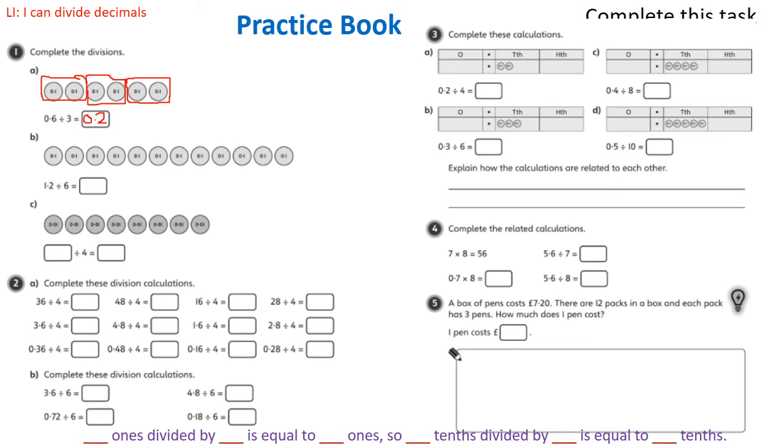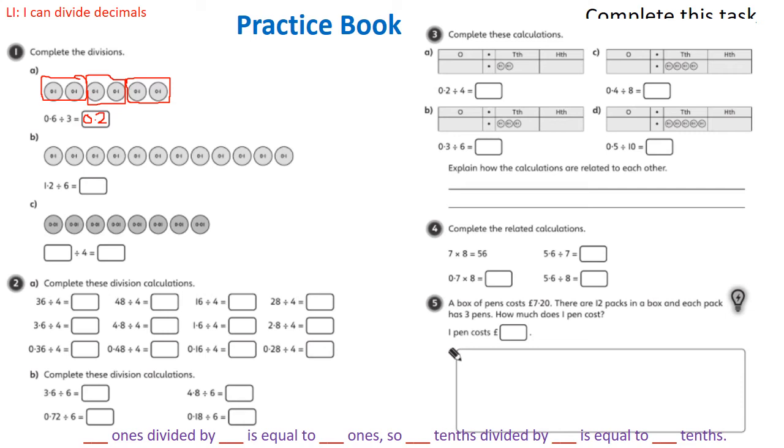In 2A, complete these division calculations. So again, this is using known facts. If you know what 36 divided by 4 is, you can work out what 3.6 divided by 4 and what 0.36 divided by 4 is. Remember, when you're using the stem sentence, you're going to have to change it slightly for that last one. So 36 hundredths divided by 4 is equal to how many hundredths?